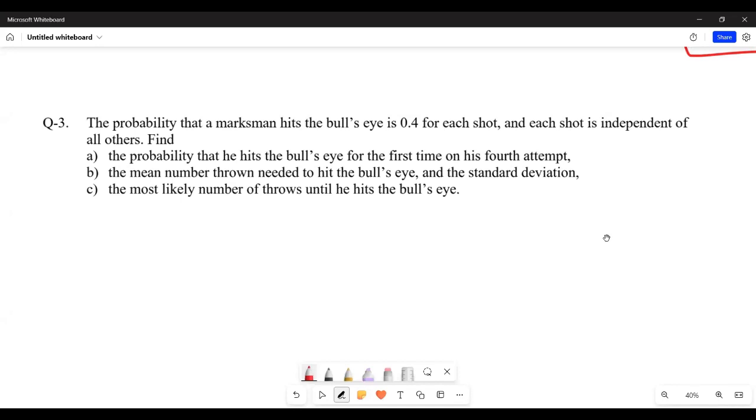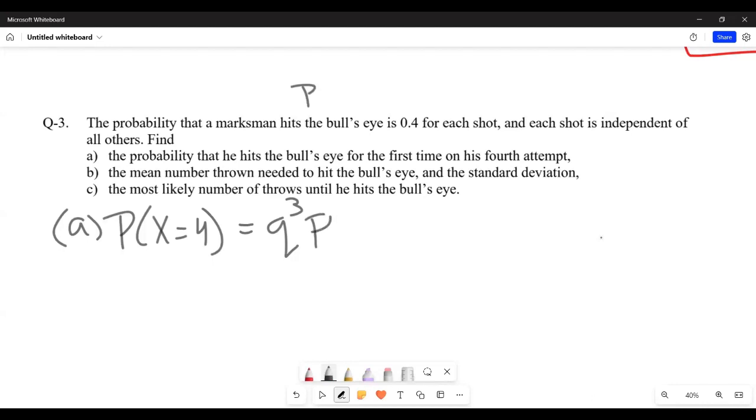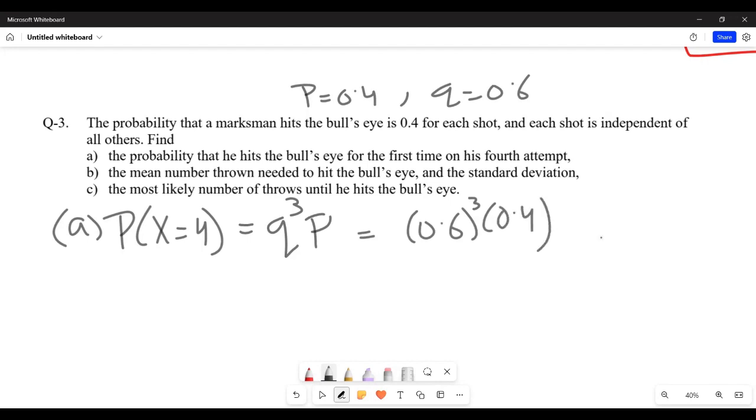The probability that he hits the bullseye for the first time on the fourth attempt, that means we're finding probability x equals 4. That means first 3 were failures, so q cube, and then there was a success. P is 0.4, so q would be 0.6. So this should be 0.6 cube times p. This comes out to be 0.864.